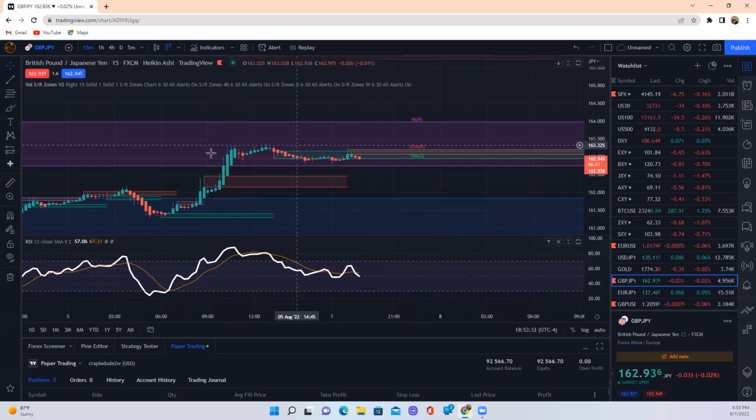Let price break structure. Allow price to break the current structure first, either to the upside or the downside. It can do either or. Just have a plan, right? If it breaks to the upside, have a plan for that. If it breaks to the downside, have a plan for that as well.